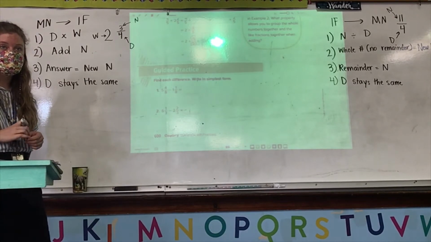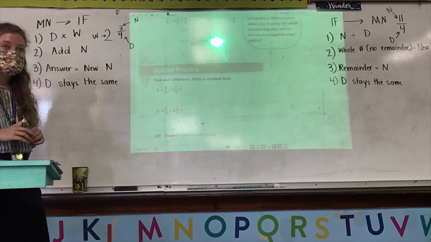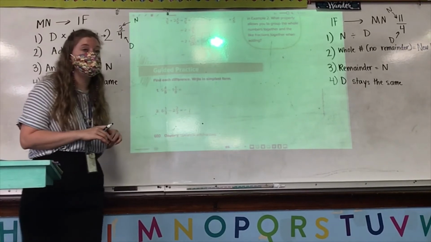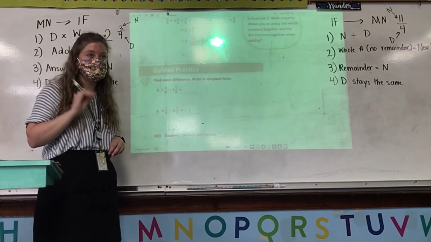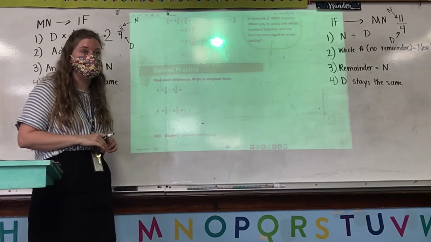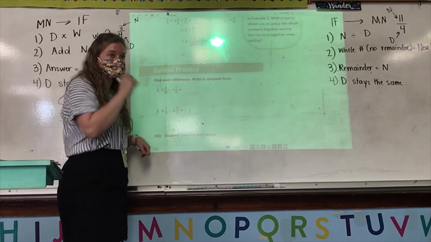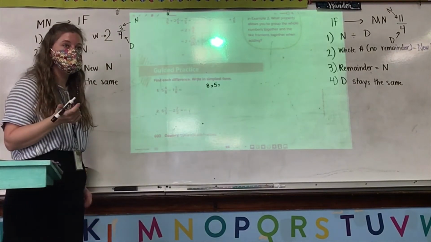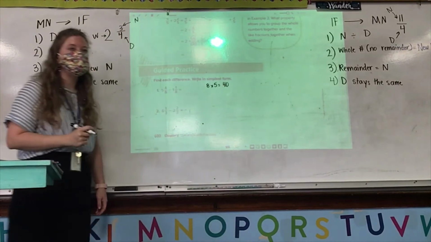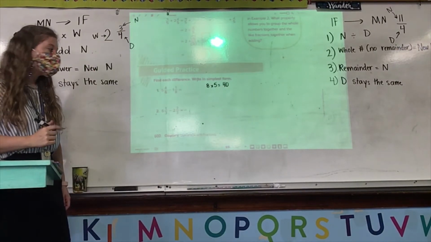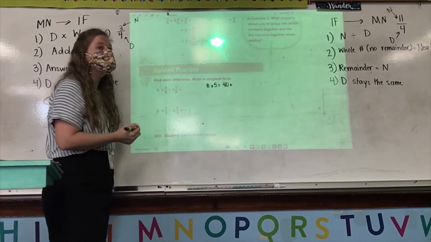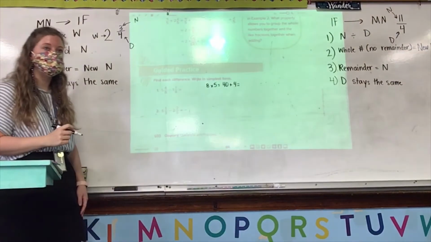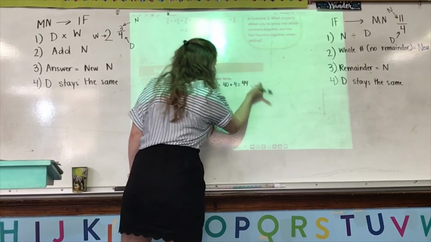We multiply the denominator by the whole number, not times the whole number. Multiply tells us to do that. We multiply the denominator by the whole number. So that means in numbers, what are we multiplying? 8 times 5, which equals 40. Then what do we do? Tell me in words. We add the numerator, which means we are adding 4. 40 plus 4 is 44. Okay, now what?